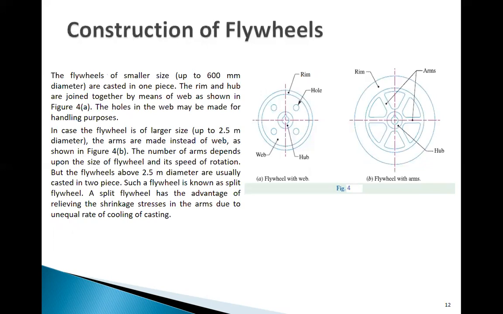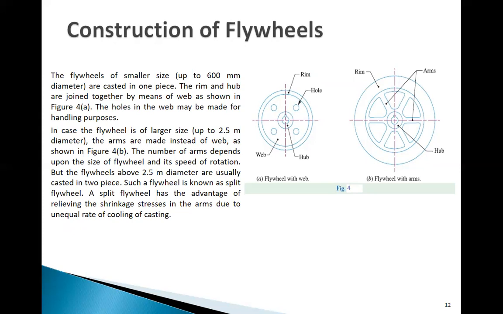Construction of flywheel. Flywheels of smaller size, up to 600 mm diameter, are cast in one piece. The rim and hub are joined together by a web, as shown in figure 4A. The holes in the web may be made for handling purposes. In case the flywheel is of larger size, up to 2.5 meters diameter, the arms are made instead of a web, as shown in figure 4B. You have seen these in the machine shop.